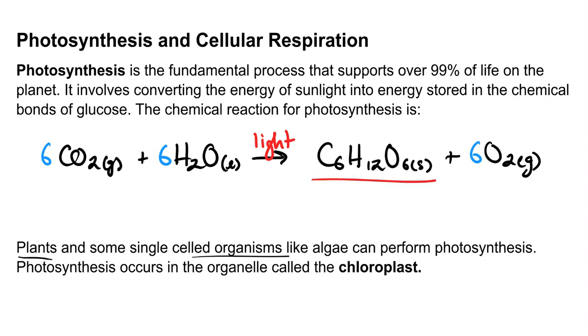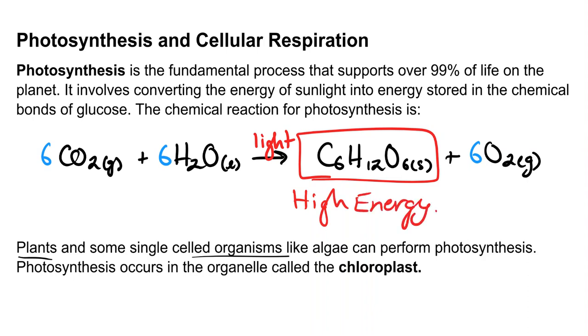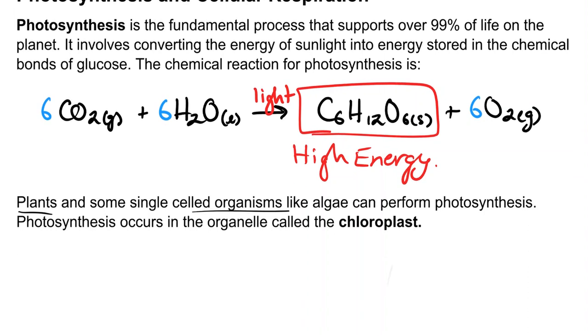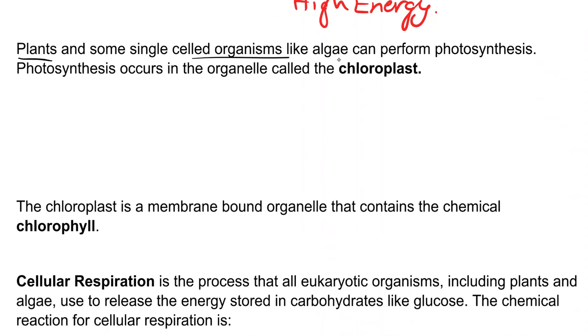Now, the glucose here is a high energy molecule. The glucose is what other organisms eat, and they get their energy from the glucose. Now, they don't get it directly from glucose. They get it from lots of different other molecules that are made from glucose, but the glucose is kind of the first step in being able to store that energy for other organisms to be able to use. Now, plants and some single-celled organisms like algae, they can perform photosynthesis.